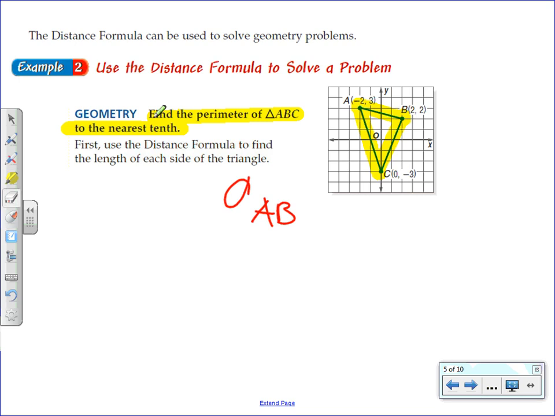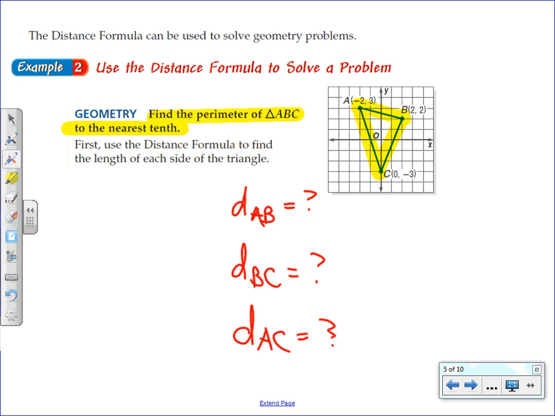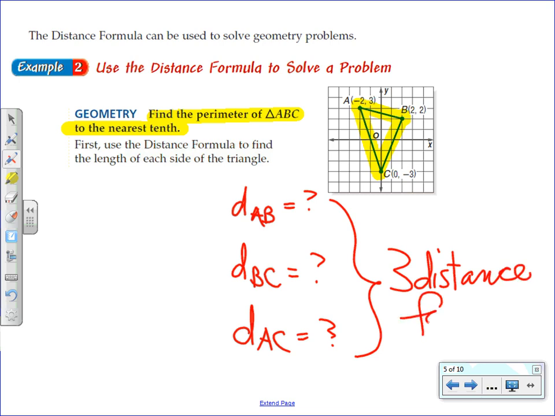Oh, wait, let me rewrite that, guys. Excuse me. We're going to have to find the distance of AB. We're going to have to find the distance of BC. And we're going to have to find the distance of AC. So we'll be doing, yes, that's right, 3 distance formulas. How exciting. No moaning and groaning allowed. You won't have a ton of these problems, I promise. But I do want you to see the idea that you can use the distance formula 3 times to find a perimeter. Okay, let's try this problem.